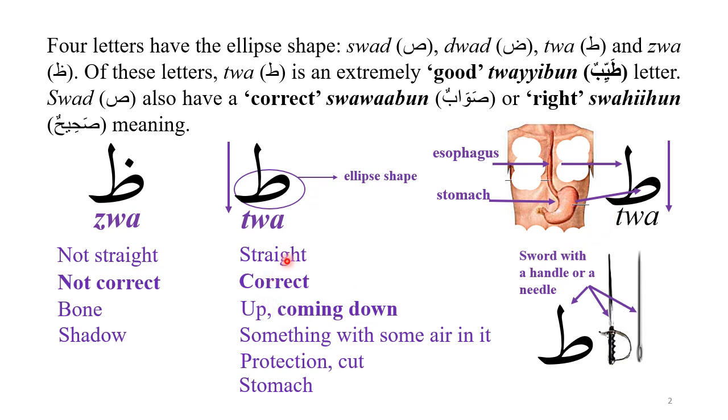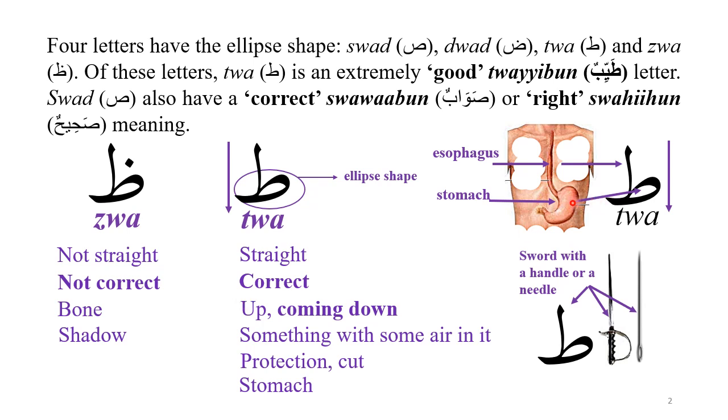one meaning we get is straight, and the zwa with the dot would mean not straight, and twa would mean to correct, like the stomach corrects the food in our stomach, and zwa would mean not correct, but in a good sense. Notice this not correct, not straight, also in a good sense. So because food comes down through the esophagus, right? So one meaning is coming down mainly, but if the twa is the first letter, then it can also mean up.